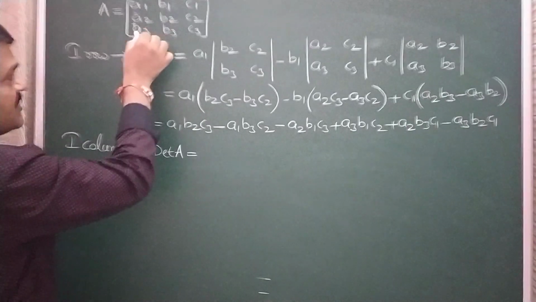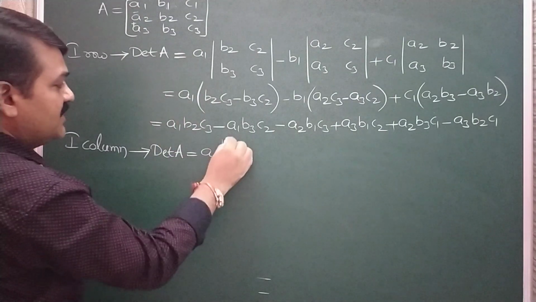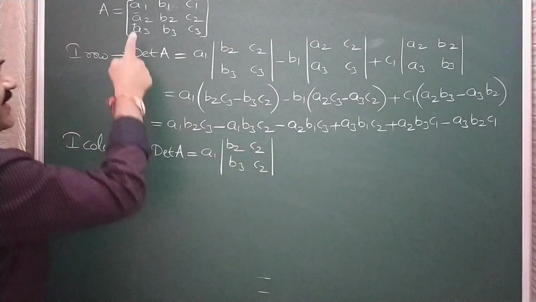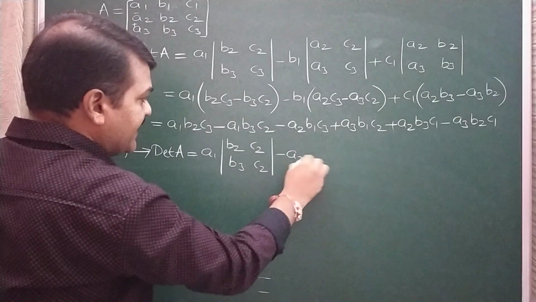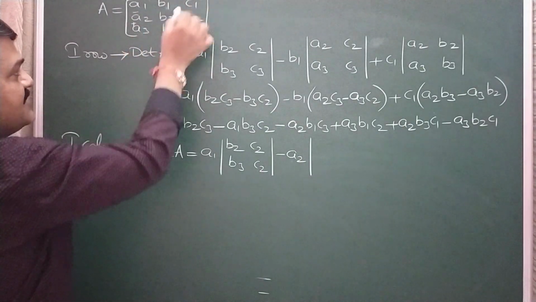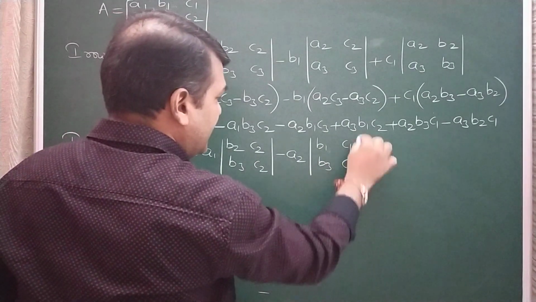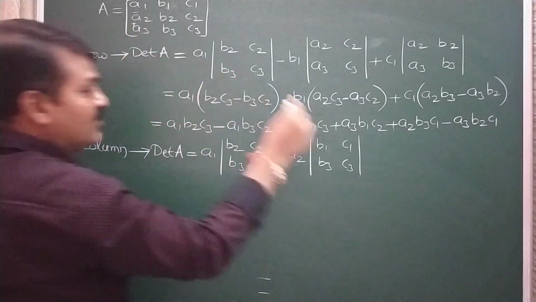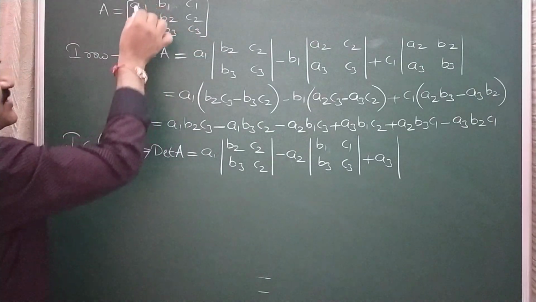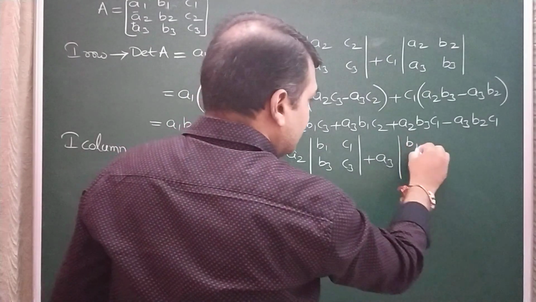Remove first row, first column. The determinant of B2, C2, B3, C3. The second element has a minus sign, so minus A2 into its minor. Remove this row, this column: determinant of B1, C1, B3, C3. Next element has a plus sign, so plus A3 into the minor: remove third row, first column, determinant of B1, C1, B2, C2.